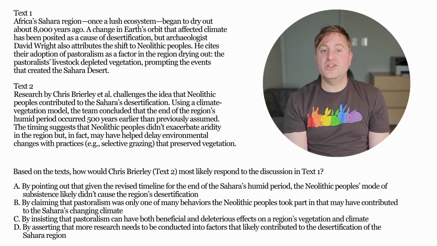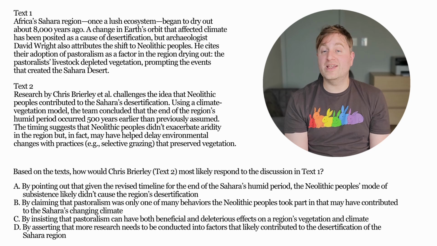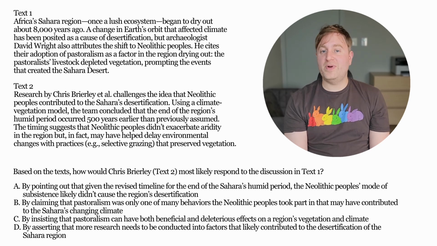Now let's move on to text 2 and try to figure out what Chris Brierly would say about all of this. Research by Chris Brierly et al. challenges the idea that Neolithic peoples contributed to the Sahara's desertification. Using a climate vegetation model, the team concluded that the end of the region's humid period occurred 500 years earlier than previously assumed. The timing suggests that Neolithic peoples didn't exacerbate aridity in the region, but in fact may have helped delay environmental changes with practices, e.g. selective grazing, that preserved vegetation.